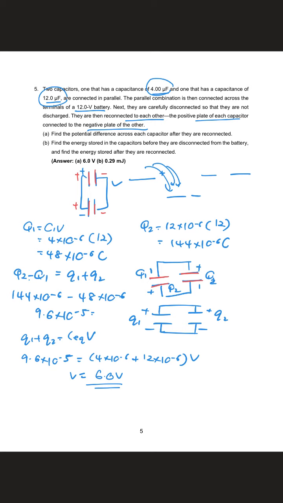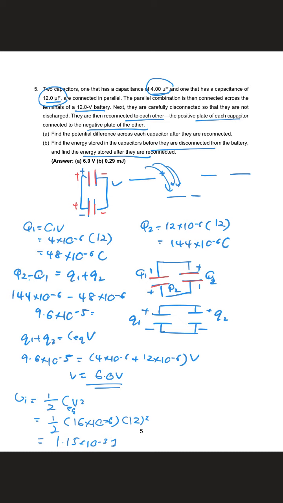Okay, and for the next one, the question asks you to find the energy stored in the capacitors before they are disconnected from the battery, and the energy stored after they are reconnected, which means you need to find the initial and final. For the initial one, we are going to use 1/2 C V squared. We find the C equivalent: 1/2 times 16 × 10^-6, and the potential difference is 12 volt. You are going to get 1.15 × 10^-3 joule.